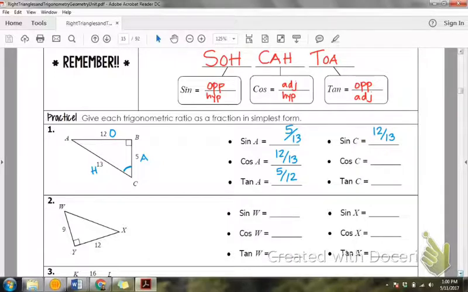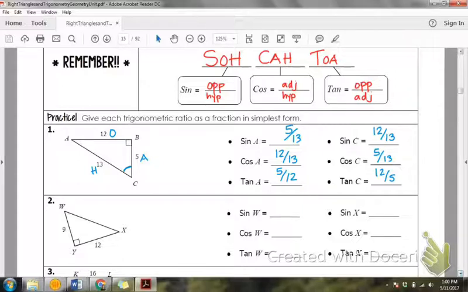The cosine of C, Natasha, cosine is adjacent over hypotenuse. What are you going to say? 5 over what? 13. Good. Because it's adjacent over hypotenuse. Carla, what are you going to say about the tangent? Opposite over adjacent. 12 over 5. Perfect. 12 over 5. Okay. Any questions about that?